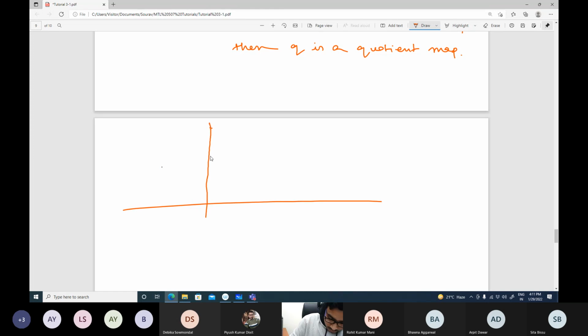Okay, let me give you one quick example. So take this one. Okay, what is this? This is the x-axis, this is the y-axis. And consider this line. What is this? It is the hyperbola xy equal to 1, I guess, right? Y equal to 1 by x, including when x is greater than 0 and including the point 0, 0.